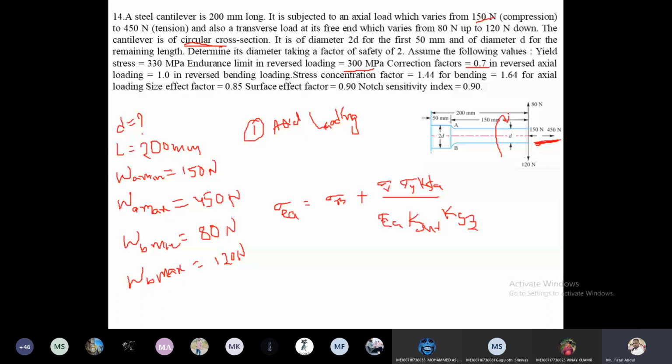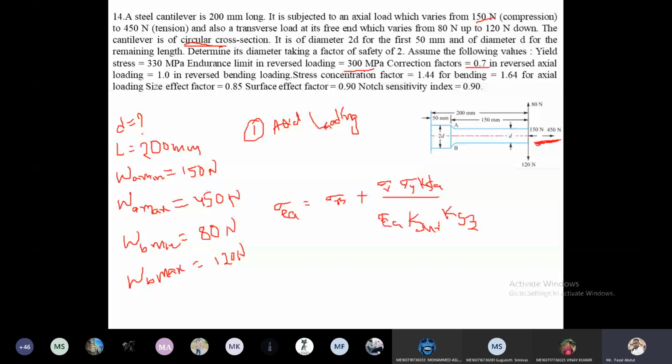For that, when you see such kinds of questions, you have to go through the equivalent normal stresses and equivalent shear stresses. So here, equivalent normal stress due to axial loading is this one. This EA and this EA are different values. This sigma EA is the equivalent normal stress due to axial loading.